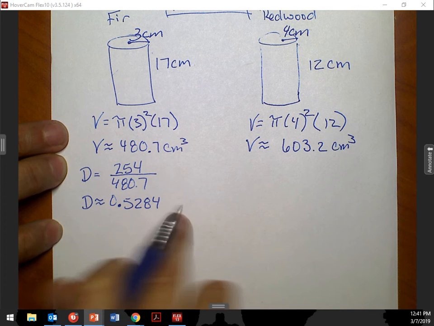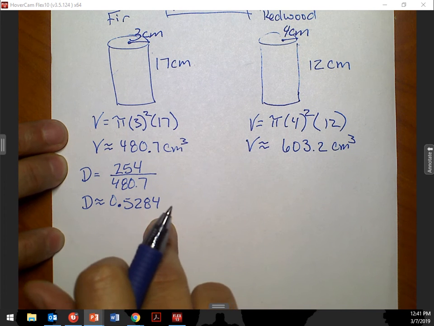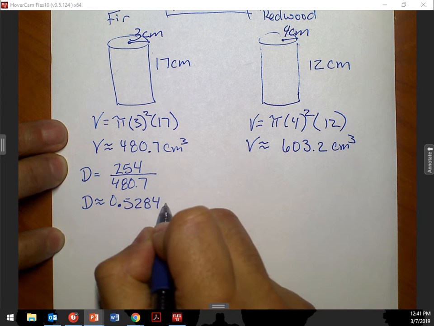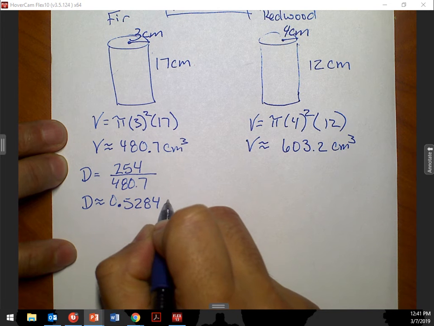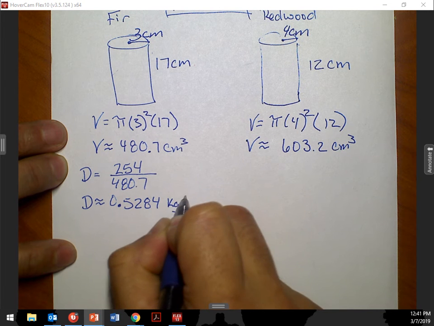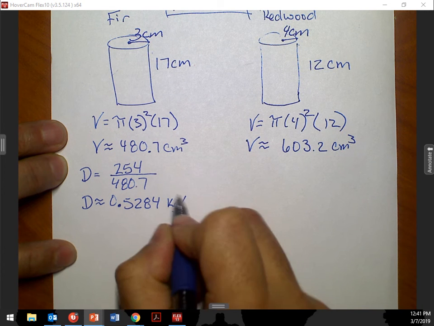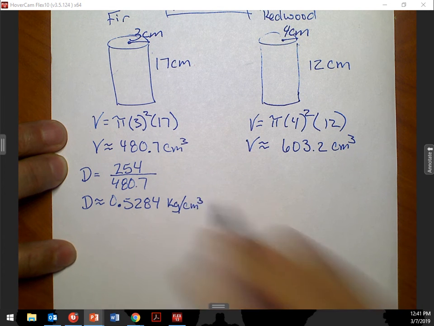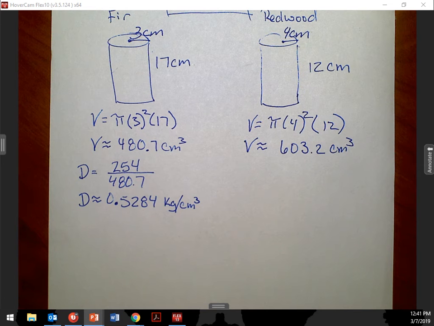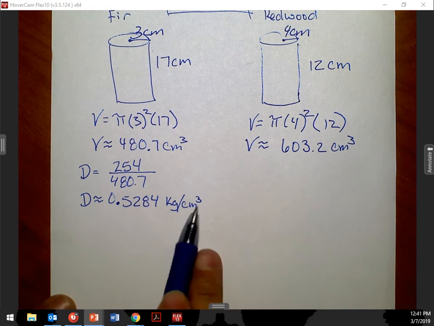So my units on this is going to be mass, which is kilograms, and centimeters cubed. So it's mass divided by volume.